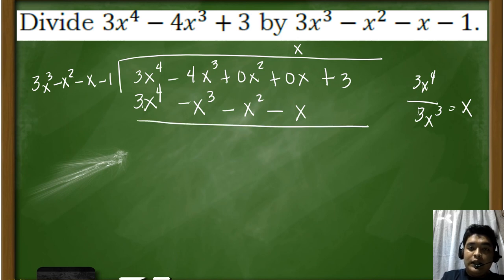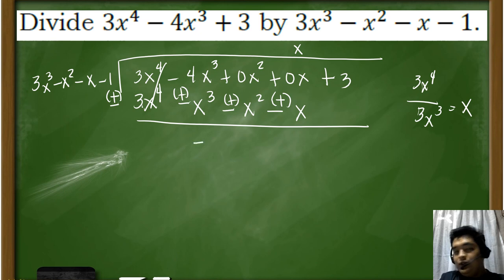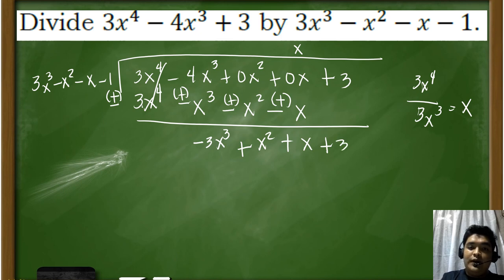Okay, so again, change the signs. So negative 4 minus, we change to plus. Negative 4x cubed plus positive x cubed is negative 3x cubed. Then plus x squared plus x, and bring down 3.